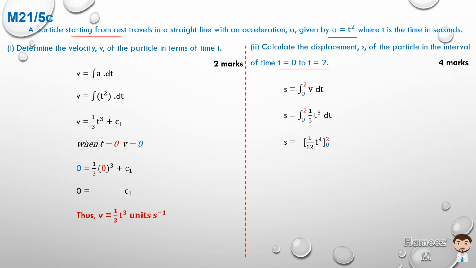And if you want to find s now, we can substitute. So it'll be 1/12 by 2 to the 4th minus 1/12 by 0 to the 4th. And of course, 0 to the 4th is 0. So we're only looking at 2 to the 4th divided by 12. 2 to the 4th, 2 twos are 4, 2 fours are 8, 2 eights are 16 over 12. We can break that down, so that will give us 4/3 units, which is the displacement in the first 2 seconds of motion.